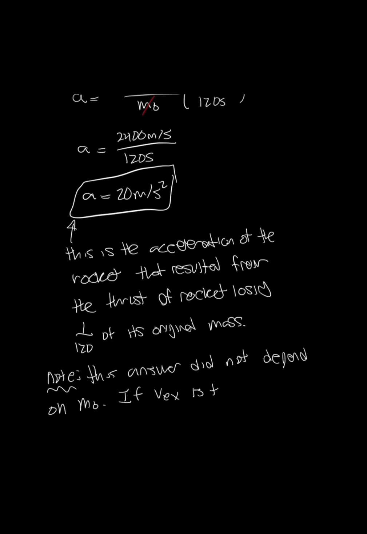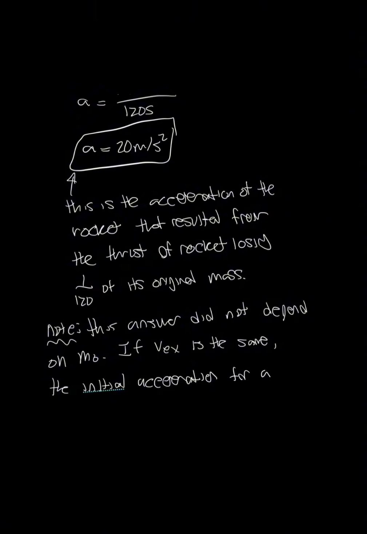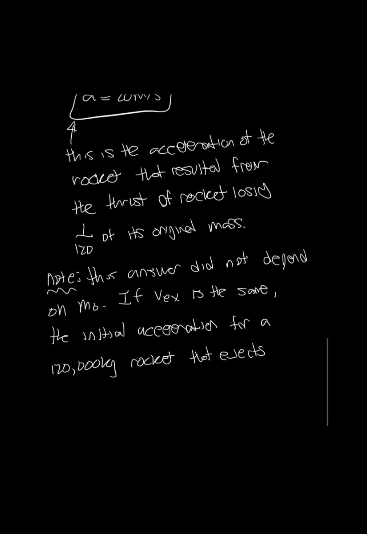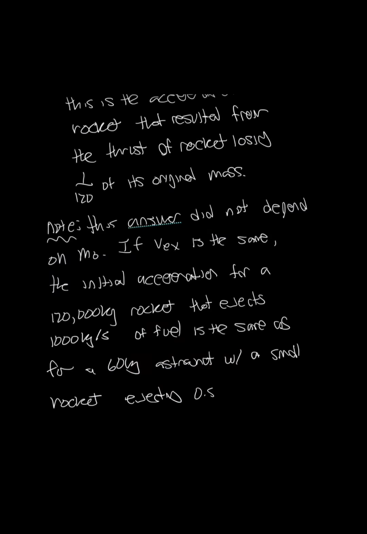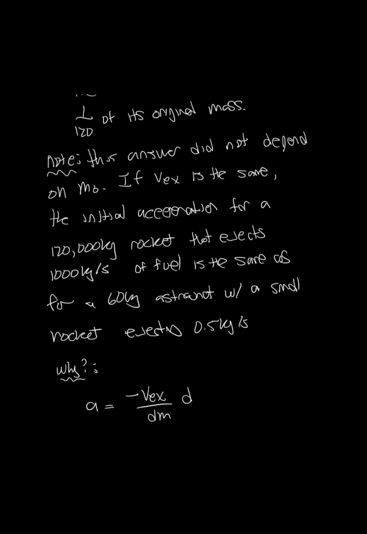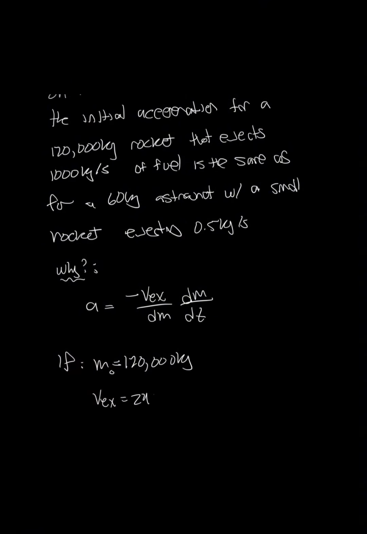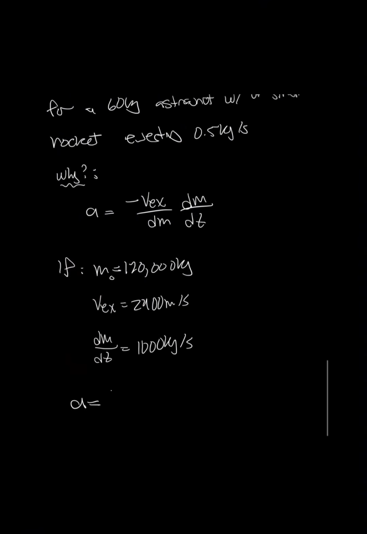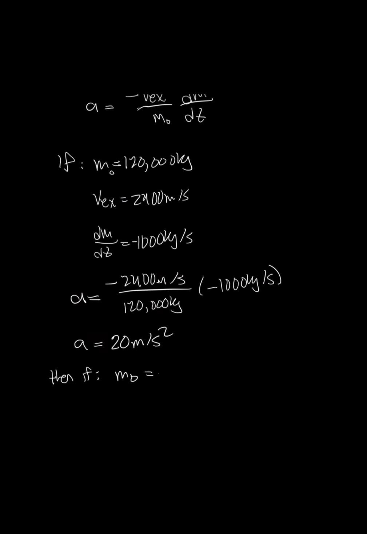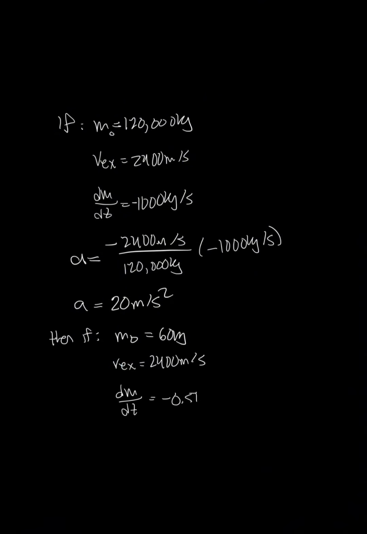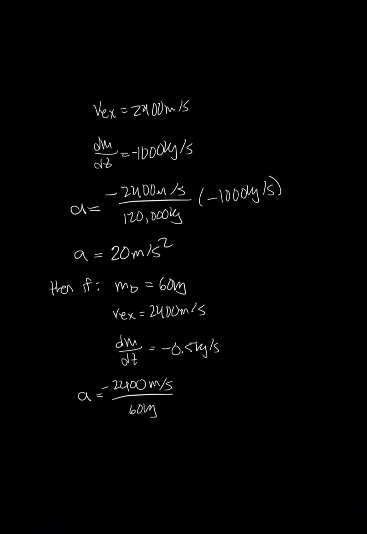So if the velocity of the expelled gas is the same in the following two cases, the initial acceleration for a 120,000 kilogram rocket that ejects 1,000 kilograms per second of fuel is the same as for a 60 kilogram astronaut with a small rocket ejecting 0.5 kilograms per second of fuel. Why? If we apply this equation here, this is our equation that we've been using, to the first situation where the rocket is ejecting fuel at a constant speed of 2,400 meters per second, and we plug the values in, we can see that the acceleration is equal to 20 meters per second squared. But then if we use the mass of the astronaut instead, and he's still ejecting fuel at 2,400 meters per second, you see the acceleration is still 20 meters per second squared. So it doesn't rely on the initial mass.